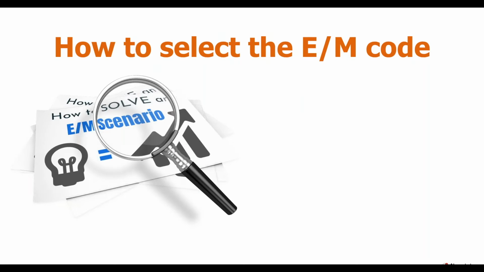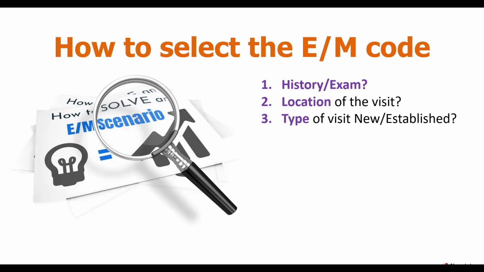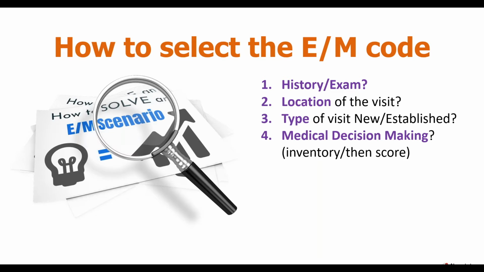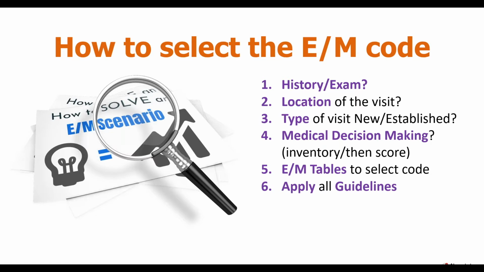How to select the E&M code when there is no time documentation? Steps are pretty similar. We will check whether there's a medically appropriate history or exam, the location of the visit, the type of the visit, whether it's new or established, and medical decision making. There will be no time documentation in this scenario, so we will take the help of our PDR chart. We will do the inventory and then score. Then E&M tables to select the code. Finally, apply all the guidelines.